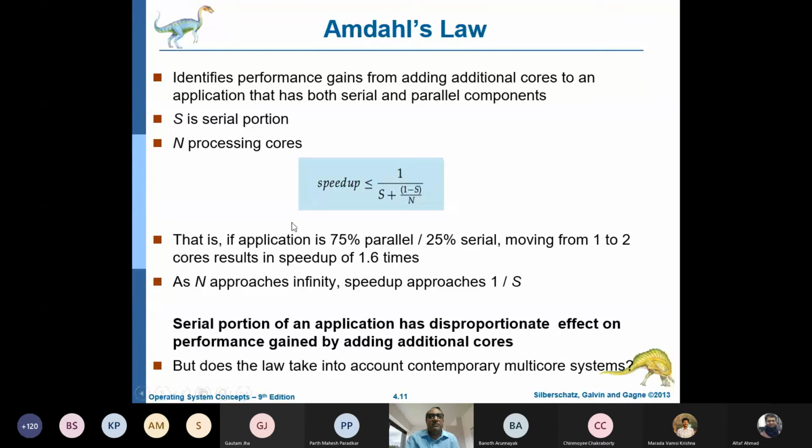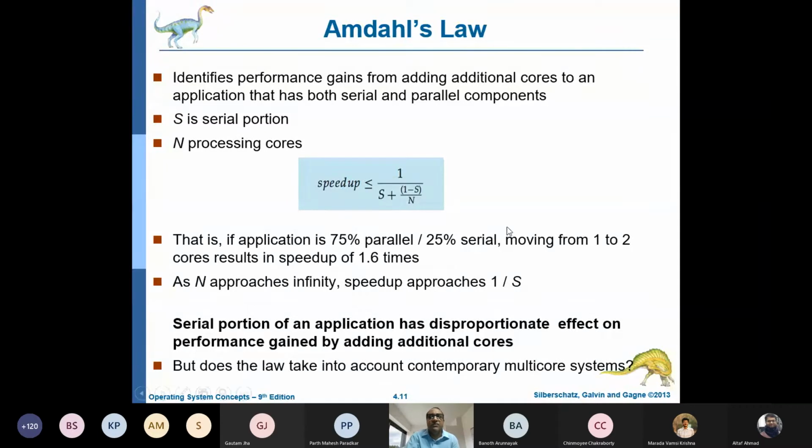So here the speedup is given by the formula 1 over s plus (1 minus s) by n, where s is the serial portion. Suppose you have a total execution code. In that, 25% or 30% or 10% of the code has to be executed in a sequential way, and the remaining code you can make parallel.